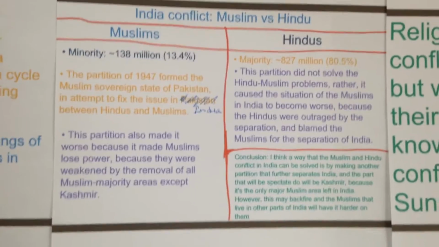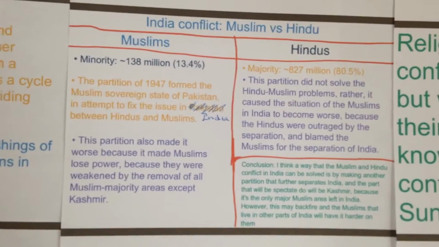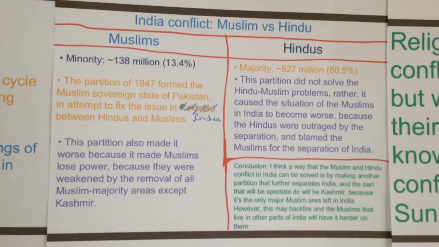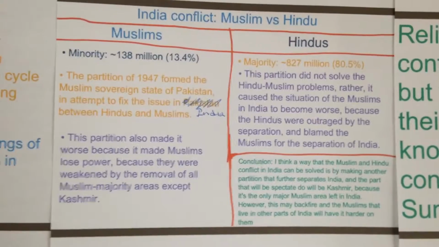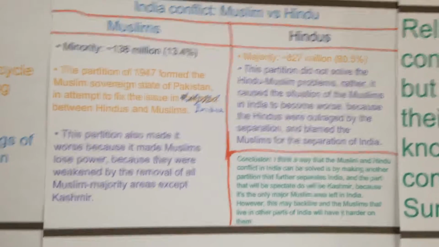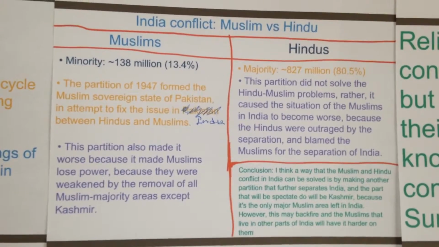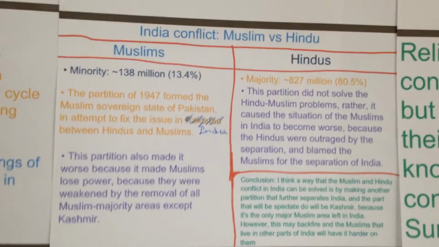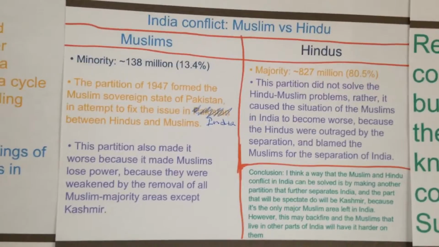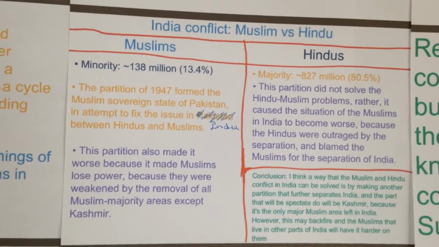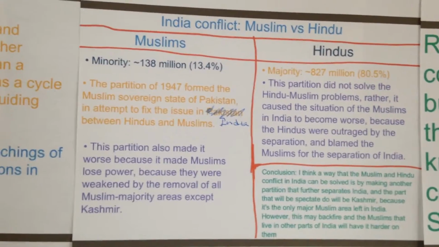Rather, it caused the situation of Muslims in India to become worse because the Hindus were outraged by the separation and blamed the Muslims for the separation of India. The partition also made it worse because it made the Muslims lose power, because they were weakened by the removal of all Muslim majority areas except Kashmir.